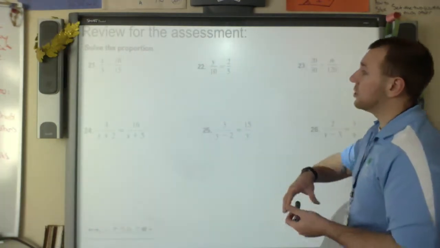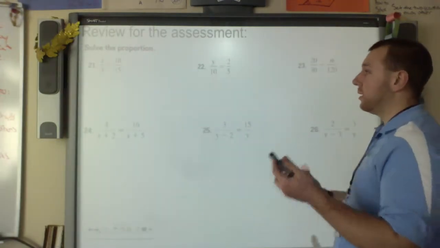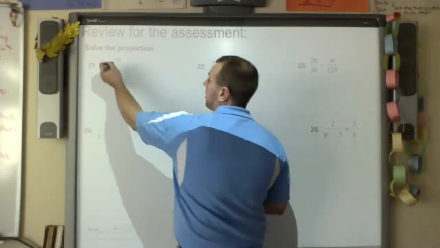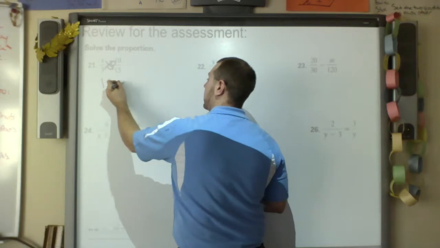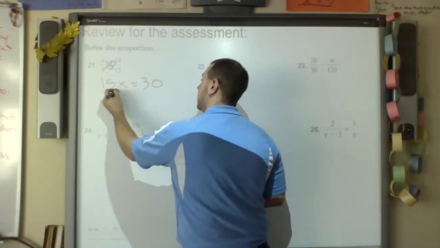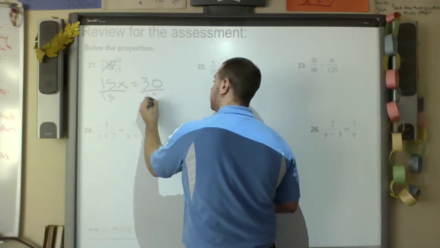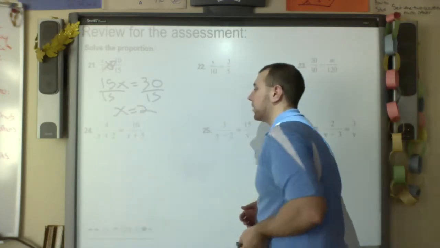The next step is solving a proportion. Remember, whenever you're solving a proportion, you cross multiply. So you would get 15x equals 30, divide by 15, x equals 2.